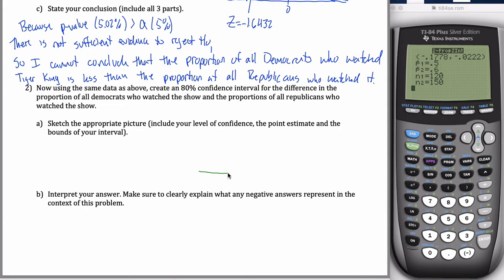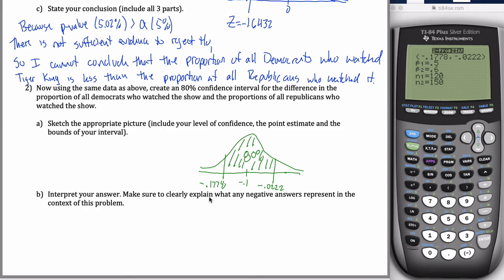And the numbers that I want to include are, well, that 80% confidence level, the point estimate and the bounds of the interval. So there's my 80%. The bounds of the interval go from negative 0.1778 all the way up to negative 0.0222. And then my point estimate is the difference in the two p hats, so 0.5 minus 0.6, so negative 0.1. A lot of negative numbers here.